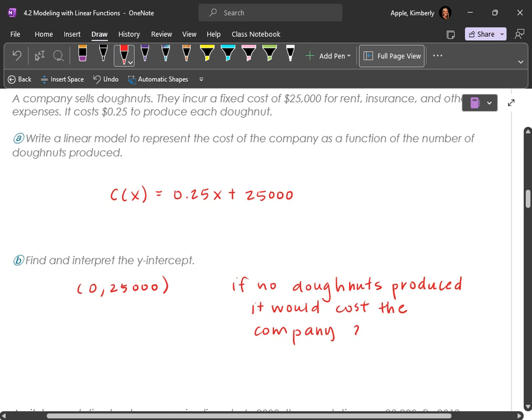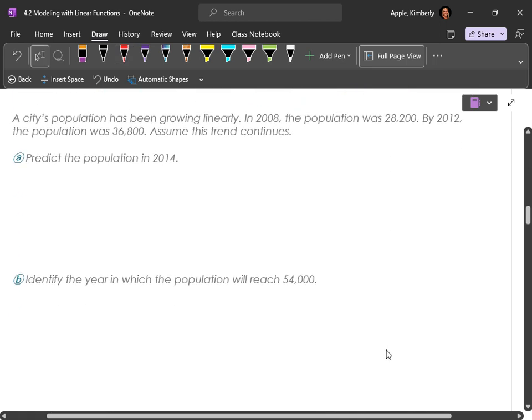It's 25... $25,000. And then here's another example. If you want to pause again and give this one a try, then come back and check your answer. All right, so the population in 2014 would be 41,100 people. And the year would be 2020.